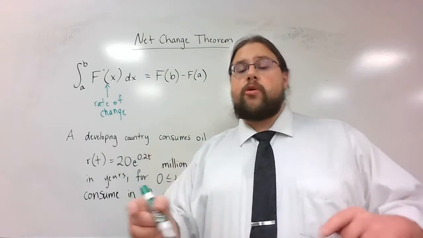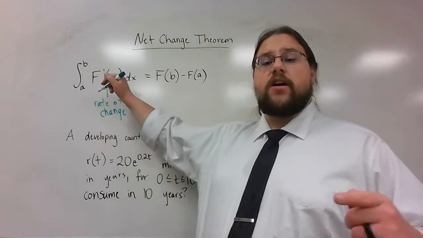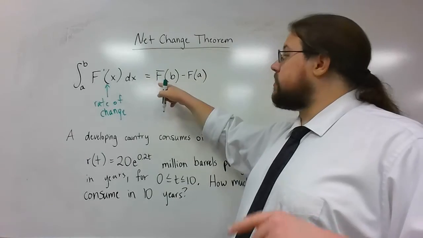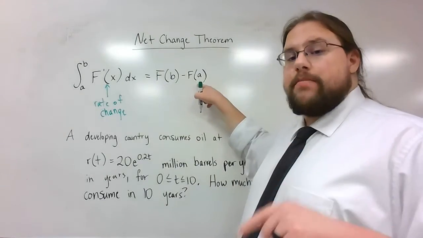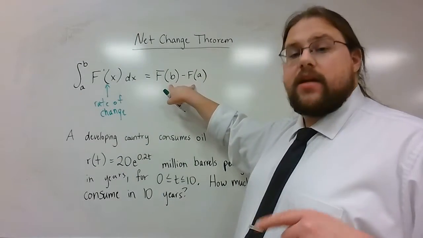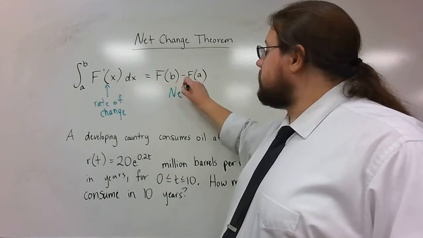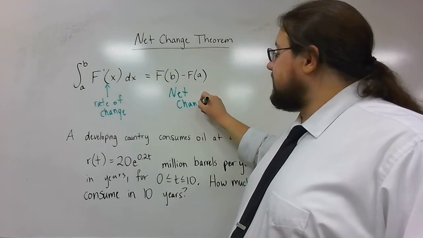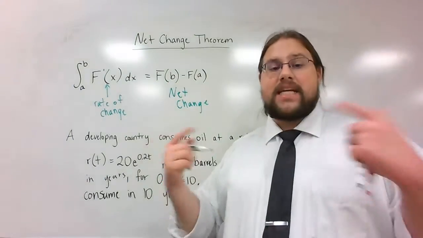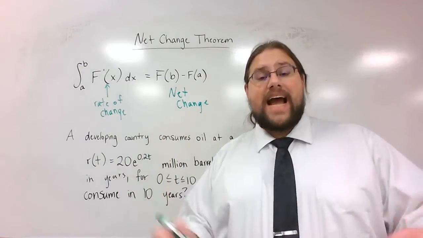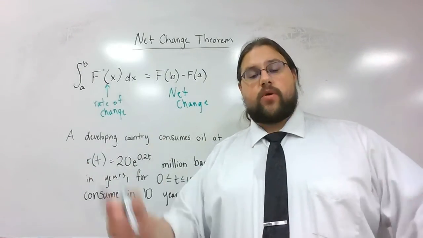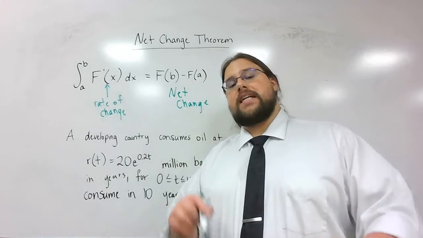And so that's what we're doing. We're talking about the rate of change of some function. And so what we're going to do is get that function back out and find what would be called the net change. That is, if we take a rate of change in a definite integral, we're going to find out how much it changed overall. So I'm going to apply that to a specific problem.